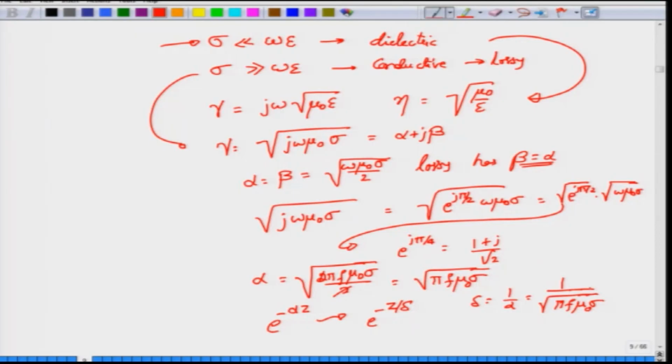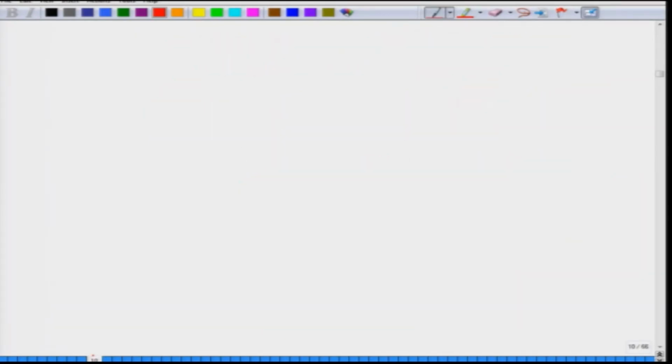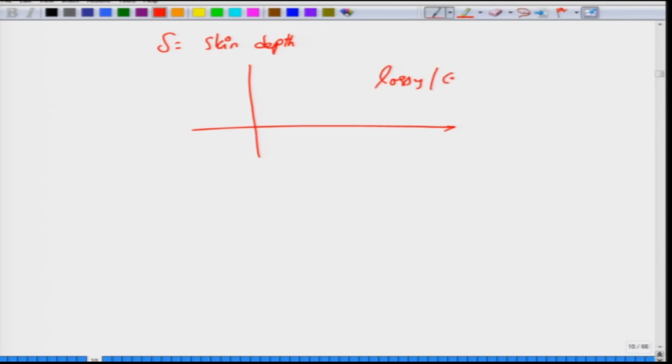Okay. And this delta is a very important parameter called the skin depth. Okay. This is called the skin depth, meaning that if we launch an electromagnetic wave into a completely lossy or conductive medium, okay, with an initial amplitude of A, then the amplitude decays exponentially as A e power minus z by delta. This is the z axis. So, this is the medium, let us say, which is medium 1.